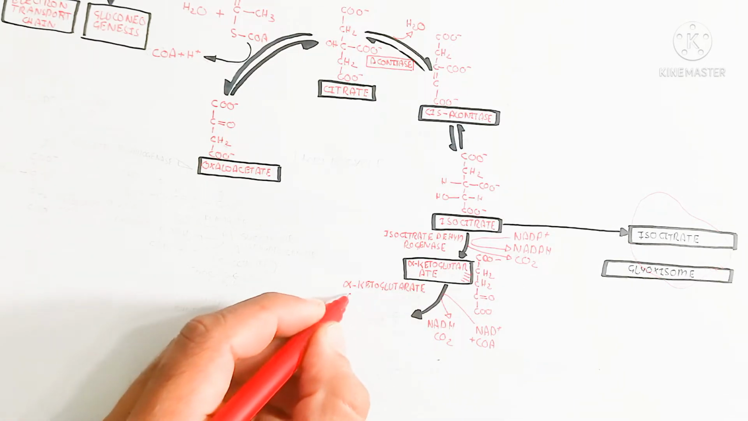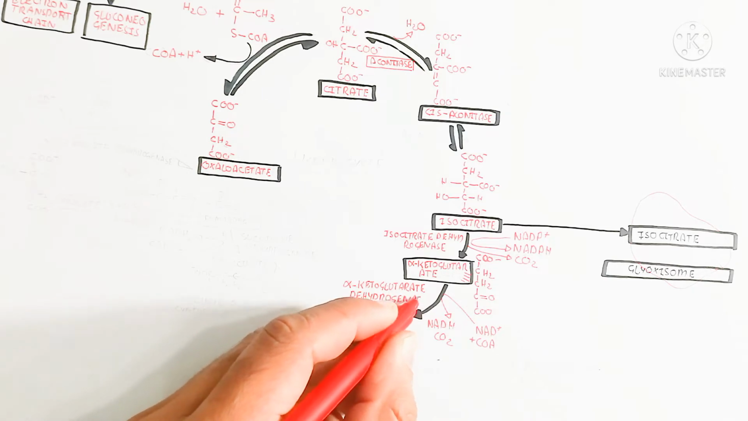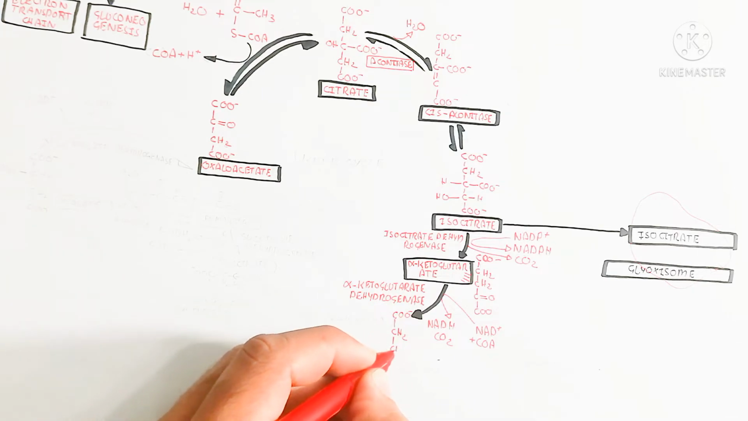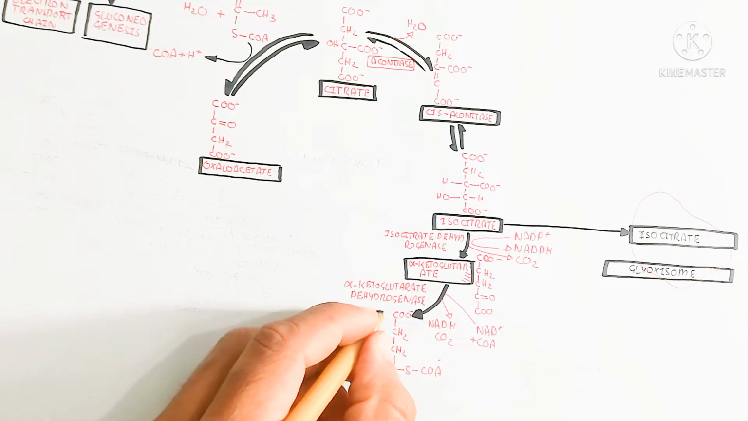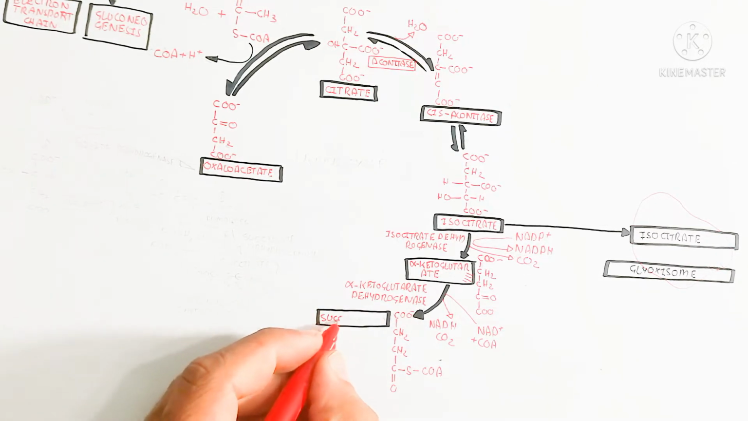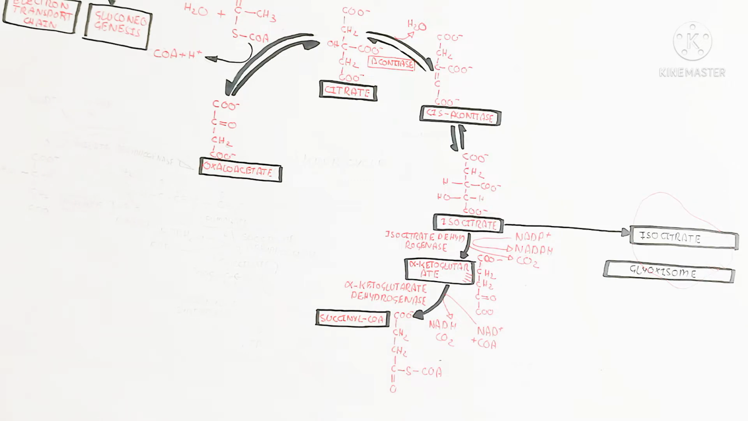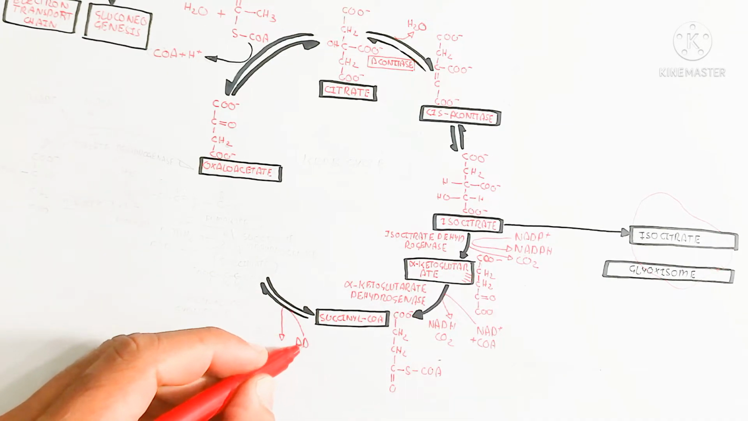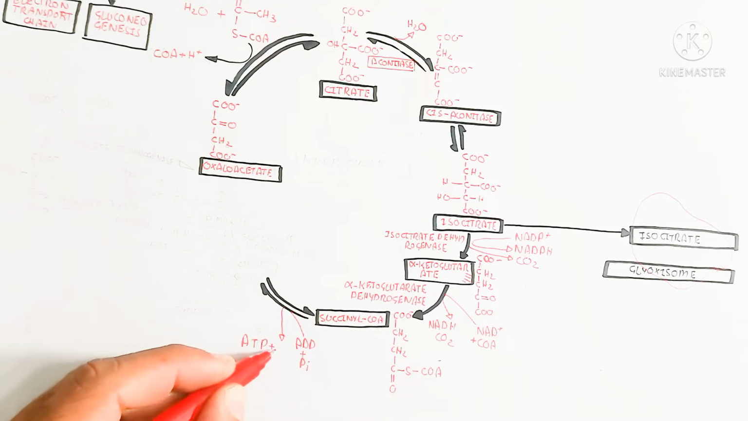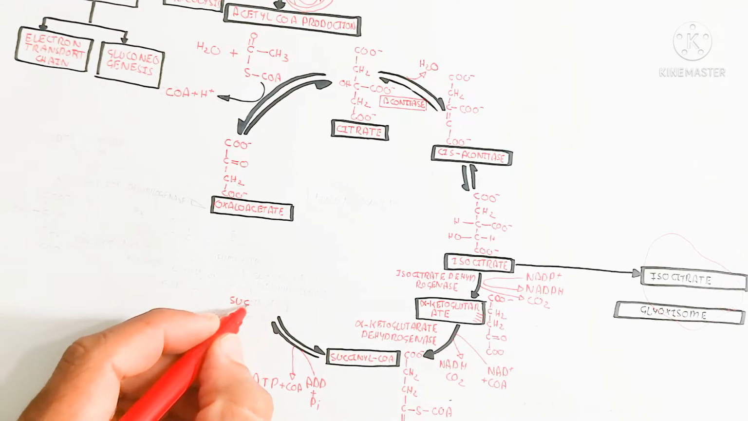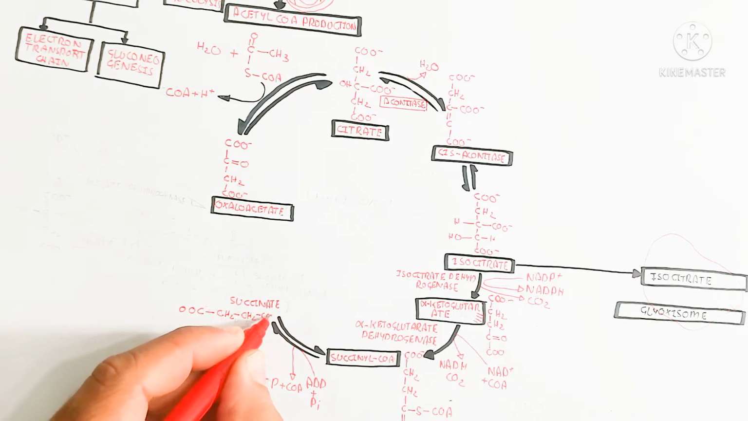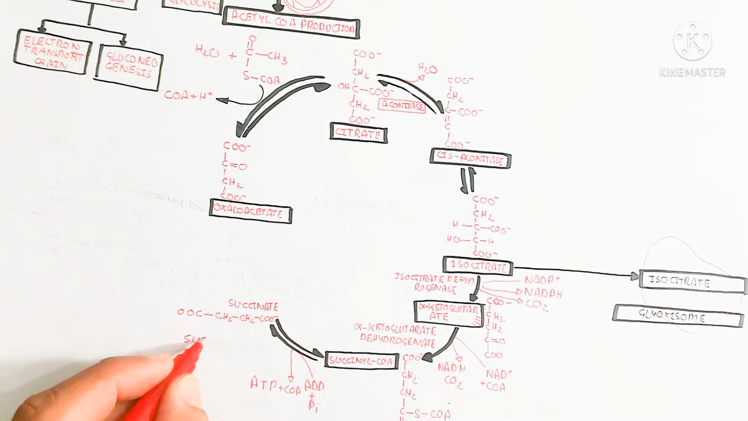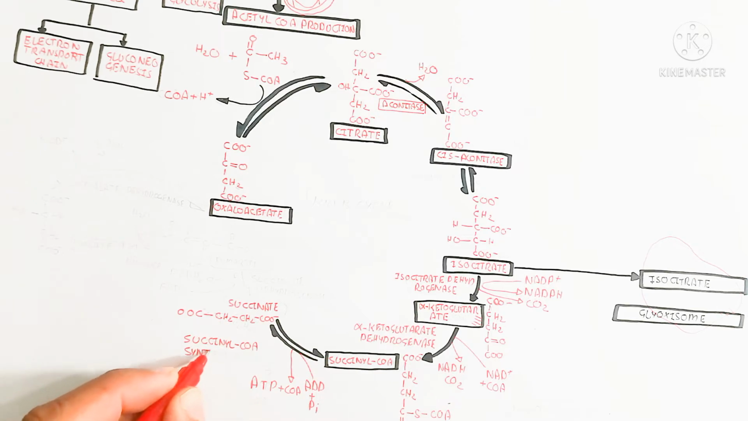And this alpha ketoglutarate will be converted in the presence of alpha ketoglutarate dehydrogenase to produce NADH, and carbon dioxide will be released to produce the succinyl CoA, due to the addition of the CoA during the alpha ketoglutarate dehydrogenation. So the succinyl CoA will convert, in the presence of ADP, into ATP and release the CoA, the coenzyme.